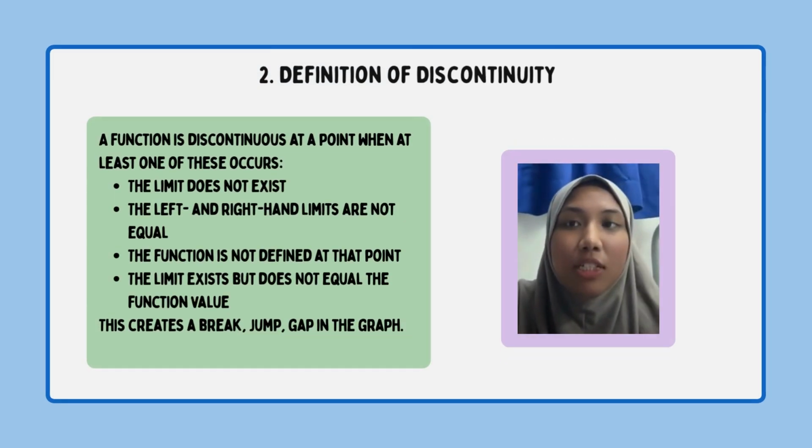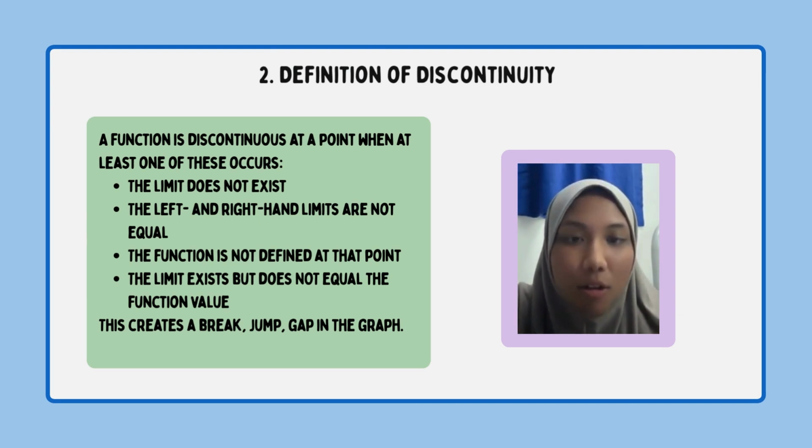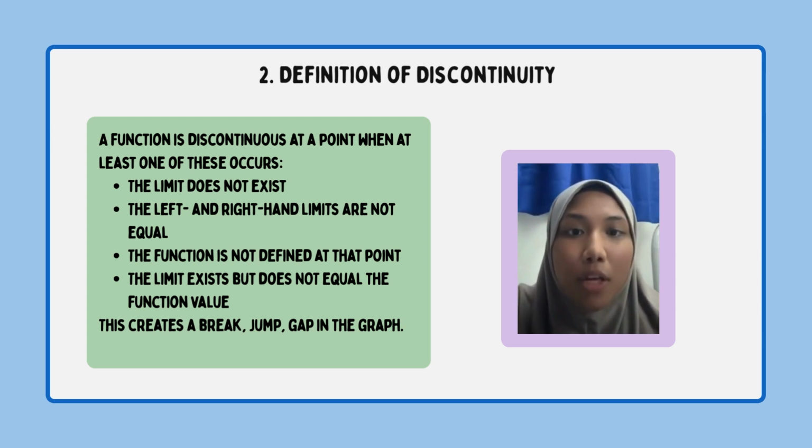Discontinuity. A function is discontinuous at a point when at least one of these occurs. First, the limit does not exist. Second, the left and right hand limits are not equal. Third, the function is not defined at that point. Fourth, the limit exists but does not equal the function value. So, this creates a break, jump, or gap in the graph.